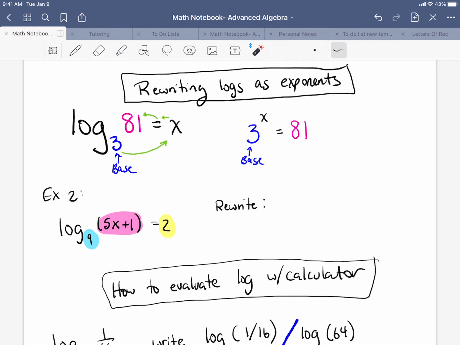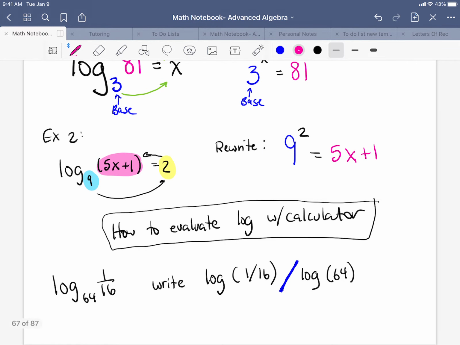Equals 81. So how would I rewrite this one? Well, the base is going to be the base here, so I put that first, 9. Remember that the number here is going to be the exponent. So I'll do that. So 2 is the exponent, and then equals, and then this right here is always what it's equal to. So it equals 5x plus 1. Okay, that's what you're going to practice in Delta Math. And now how do we put it in the calculator? So pause that, write it down, and then move on.